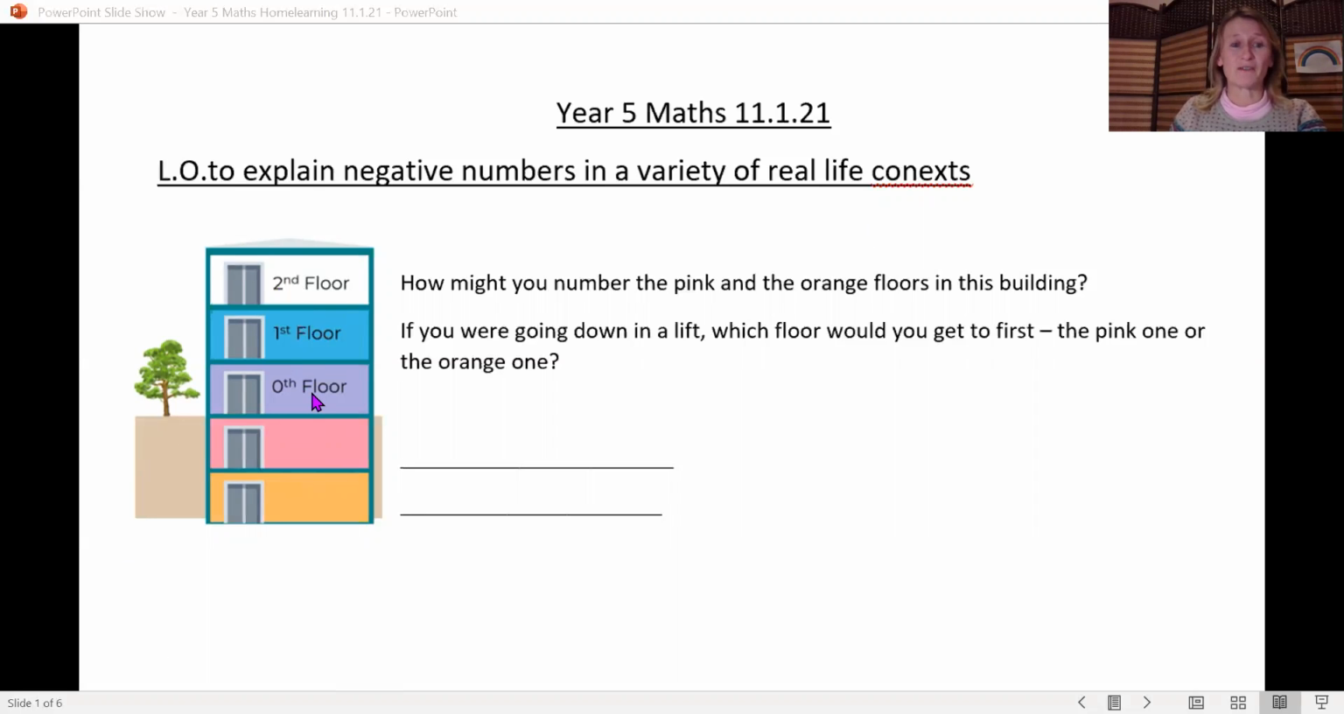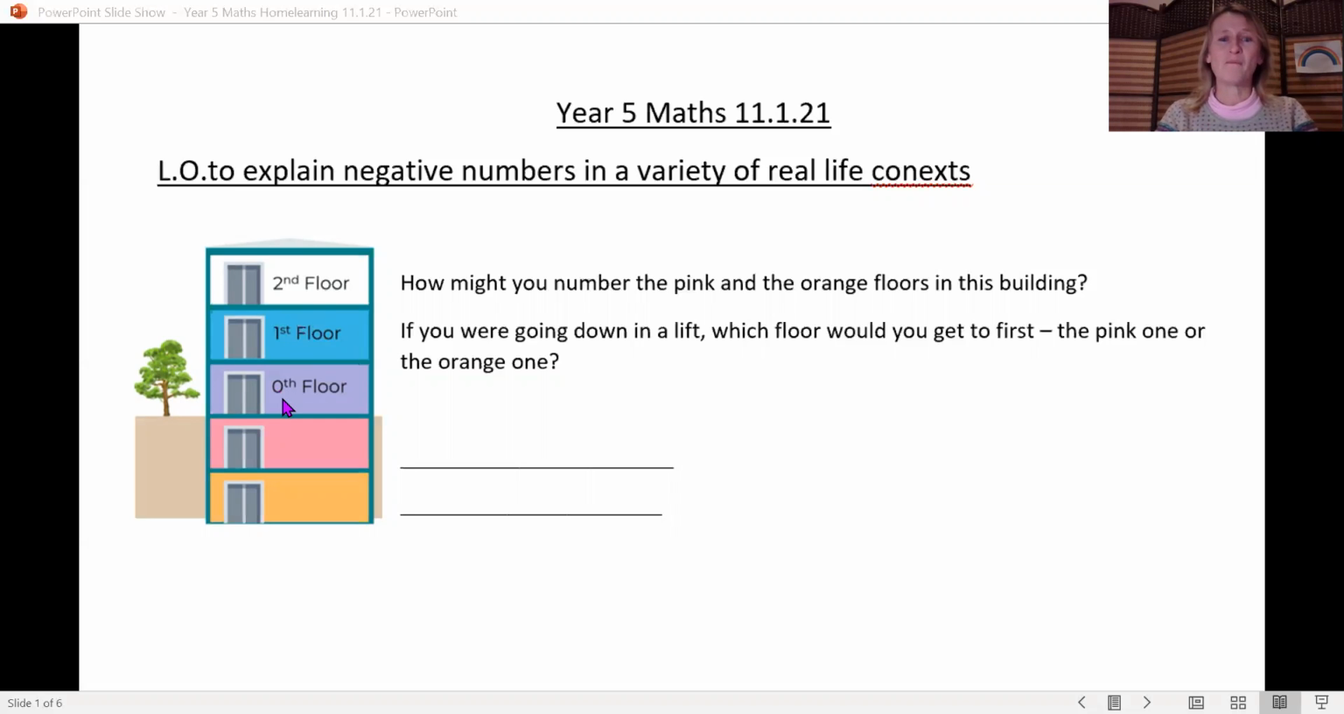So we start on the 0 floor at the bottom where we walk in the door. And then we climb up the stairs and we get to the 1st floor. And then we climb up the stairs and we get to the 2nd floor. And then if we go down again, we get to the 1st floor. And if we go down the stairs again, we get to the ground floor, 0 floor.